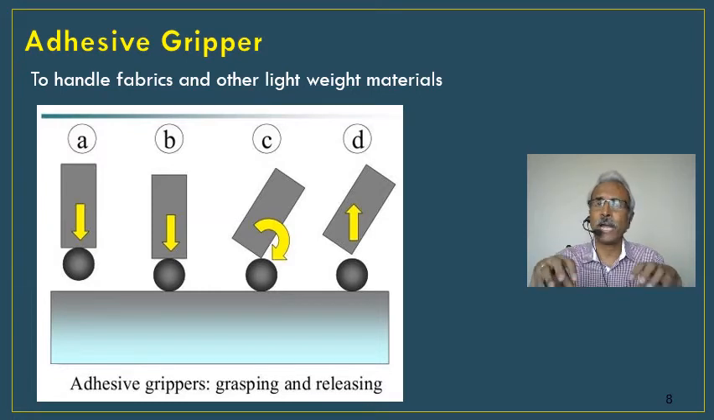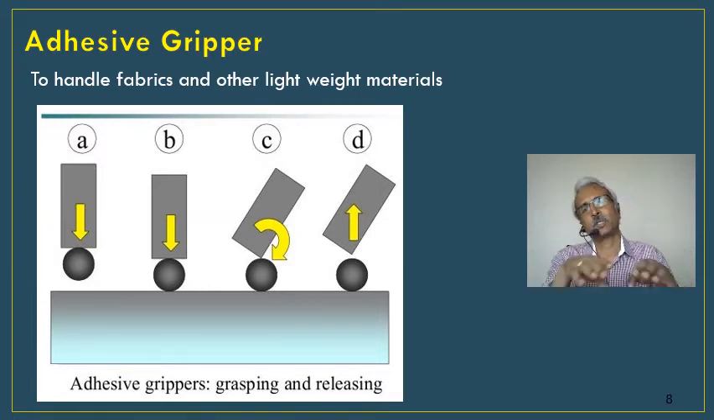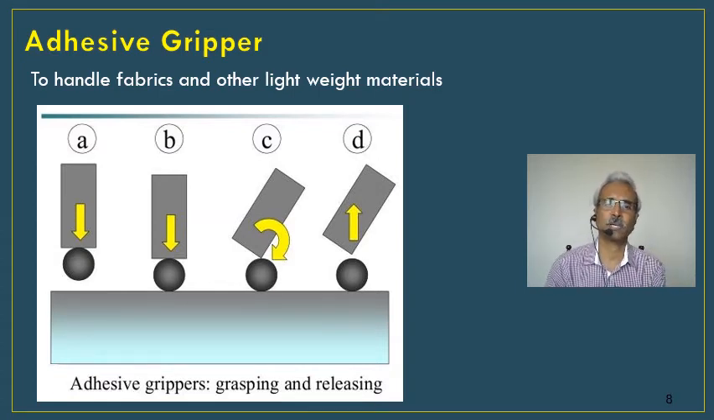But how can you handle a fabric which is also large and flat? How do we handle it? So that is where your adhesive gripper comes into the picture. Of course it's quite interesting because the moment you say adhesion, there is some adhesive on that, it gets attached to the fabric. Now the next question is, how do I release or separate these two? So that is what this diagram shows us.